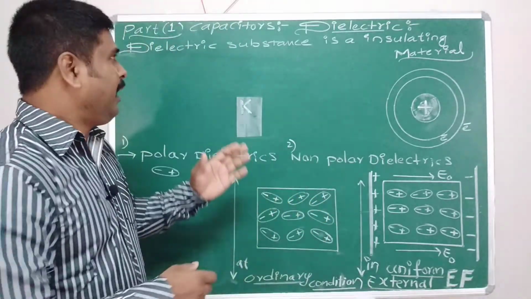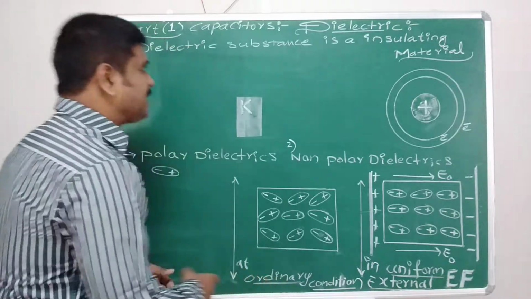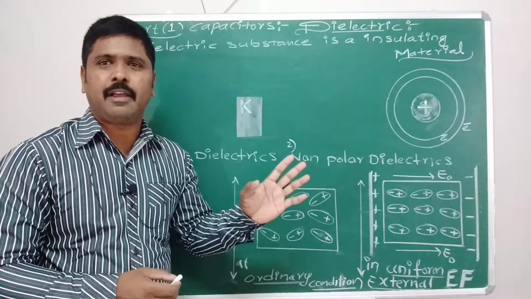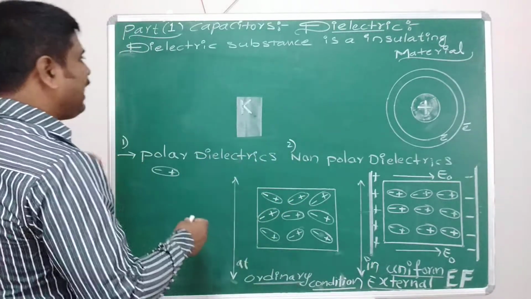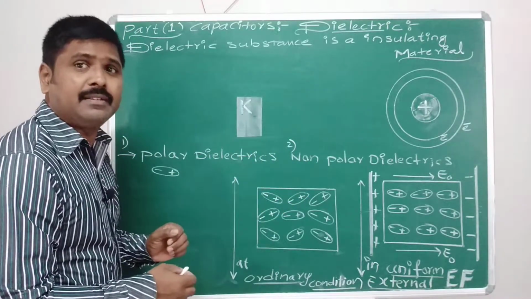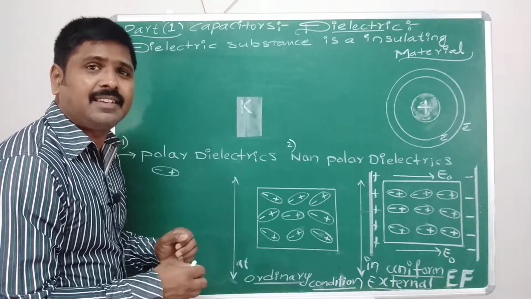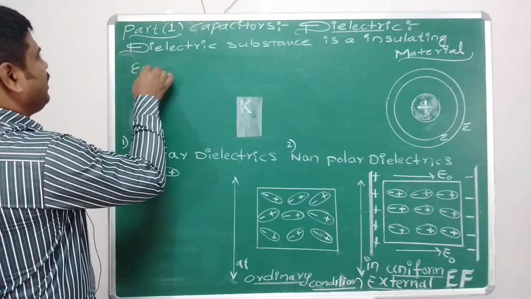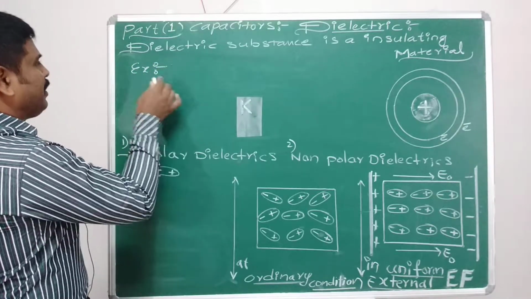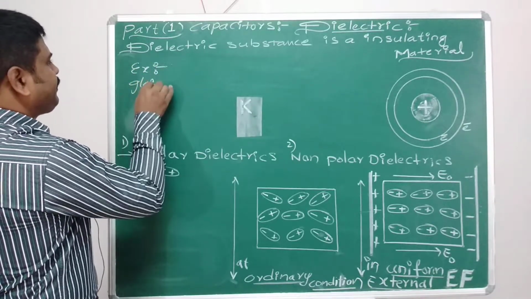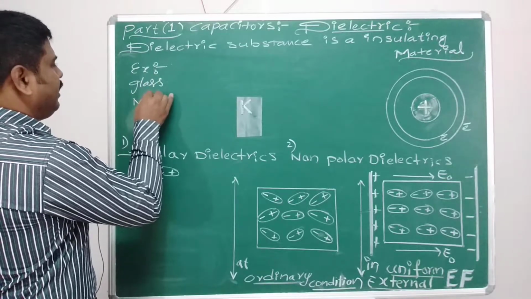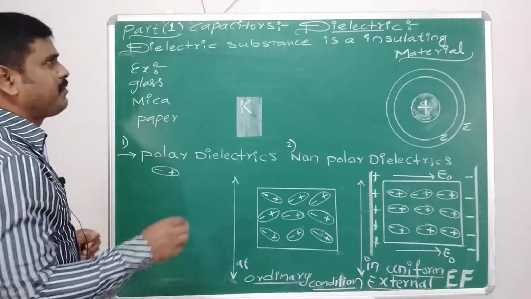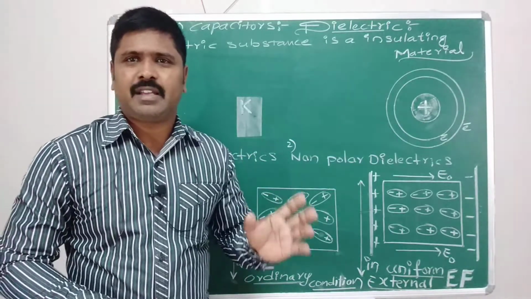Okay, so dielectric substance examples. What is a dielectric substance? It is an insulating material, electrically a bad conductor, which is why it does not conduct any electric current. Examples are glass, mica, paper. These are the best examples of a dielectric substance.